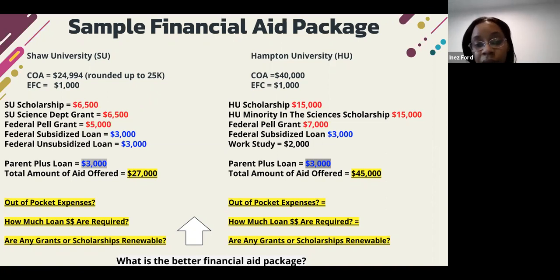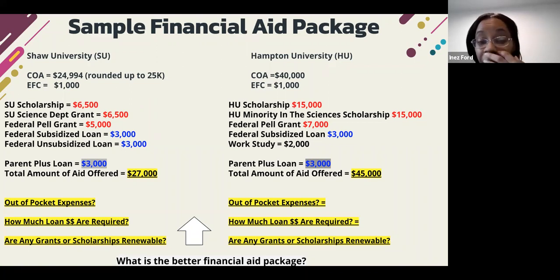Let's compare that to Hampton University. Hampton cost is 40,000, right? So they got an HU scholarship for 15,000. They got an HU minority and a sciences scholarship for another 15,000. So that's 30,000. They got a federal Pell Grant for 7,000, and they got a loan for 3,000, which is 40,000, right? So if they took out all of this, they took out the $3,000 loan and they got all the scholarships.